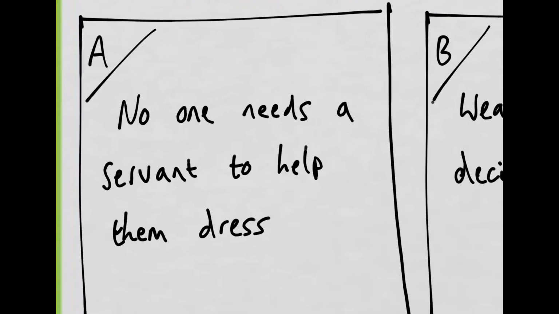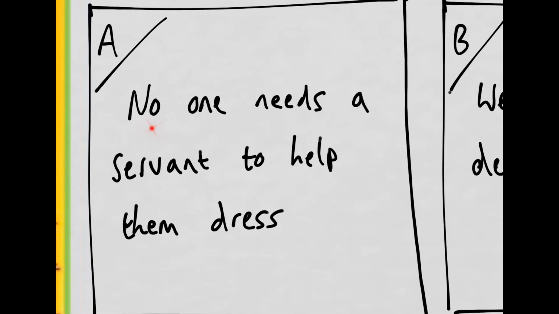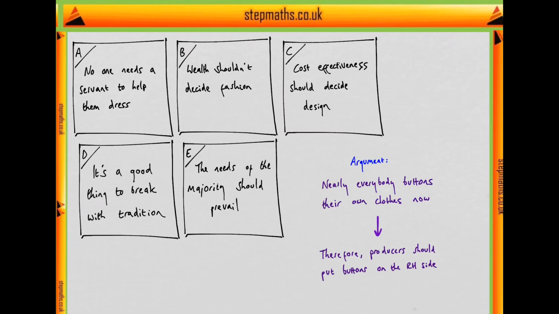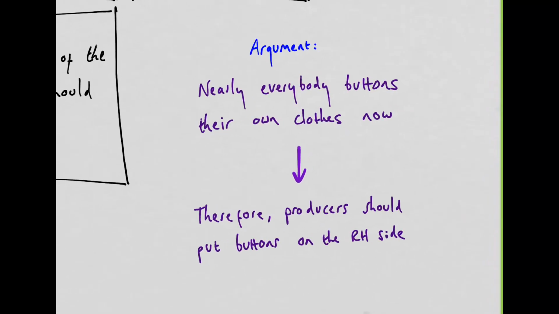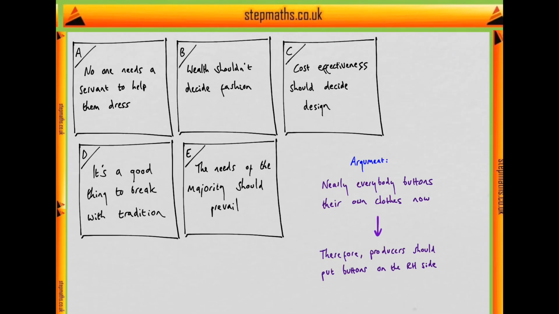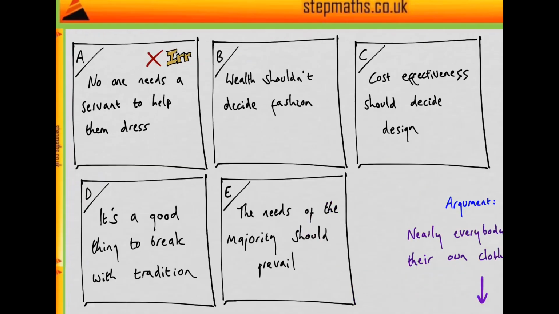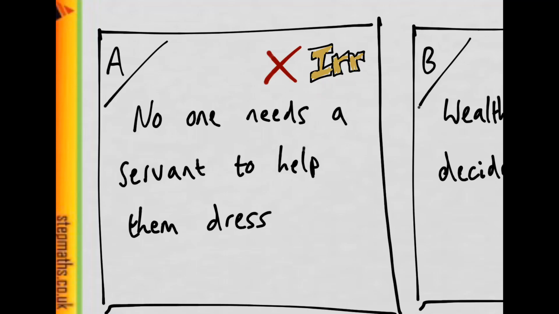So let's take each option in turn to see if one is a plausible candidate for the principle that underlies the argument. Option A says that no one needs a servant in order to help them dress. Now, looking at the argument, the fact that not everyone needs a servant in order to dress doesn't seem to underlie the move from nearly everyone buttons their own clothes to the claim that producers should put buttons on the right-hand side. So, option A looks like it's going to be irrelevant.